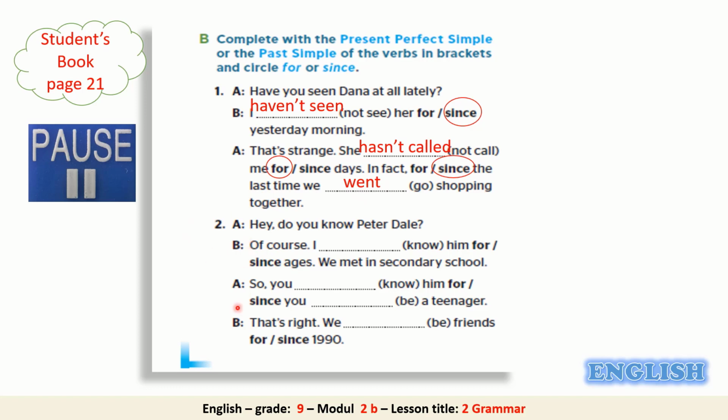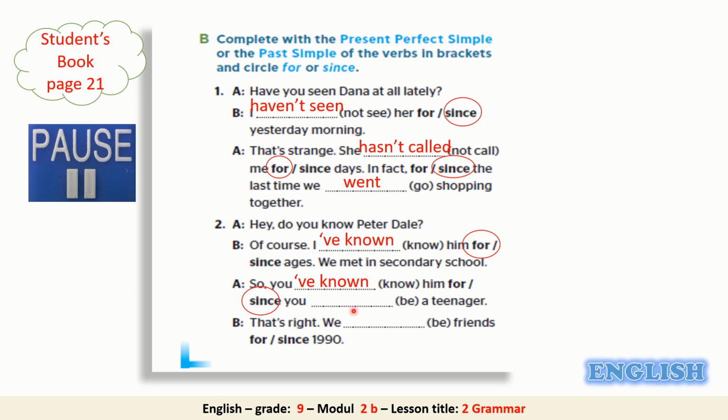Now let's go to dialogue number 2. What do you think the first answer is? Excellent. I have known him. For or since ages? Excellent. It's for ages. Why? Because here we are talking about a period of time. Now let's move on. So you know him. What do you think? Excellent. You've known, an action happened in the past and is still going on. For or since? Excellent. It's since, because it's followed by a point in time.